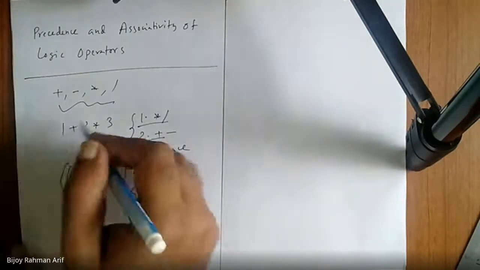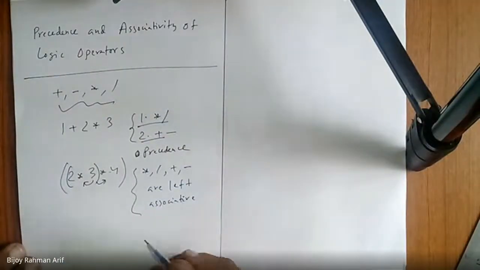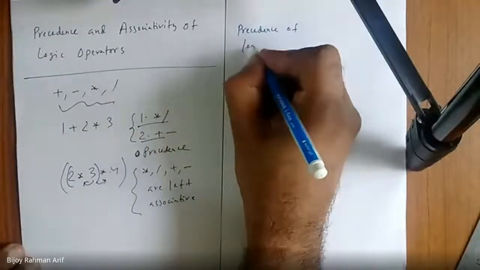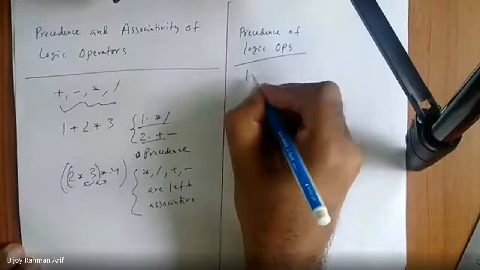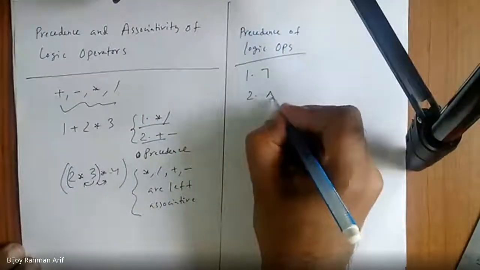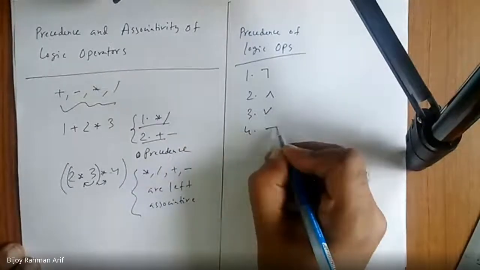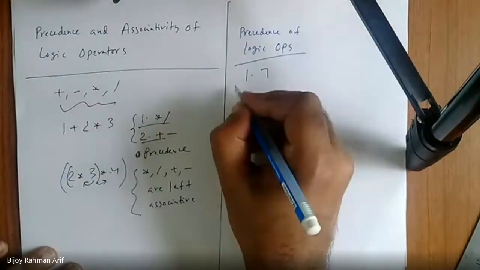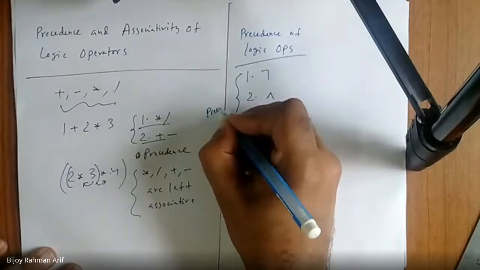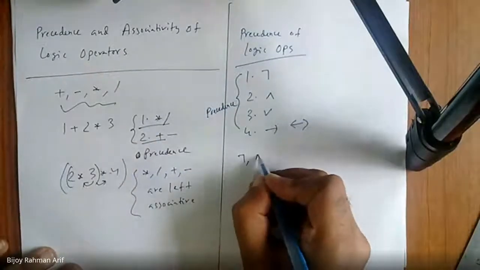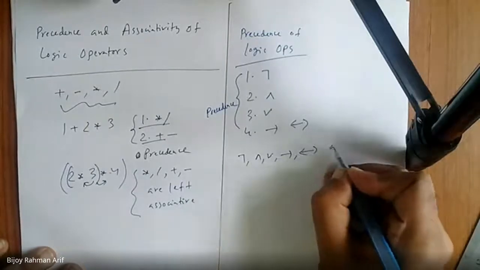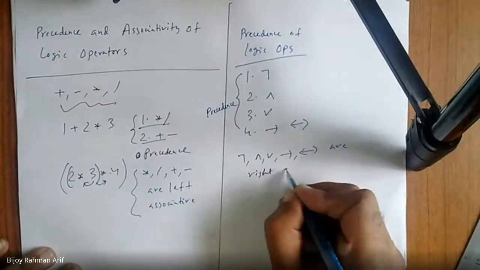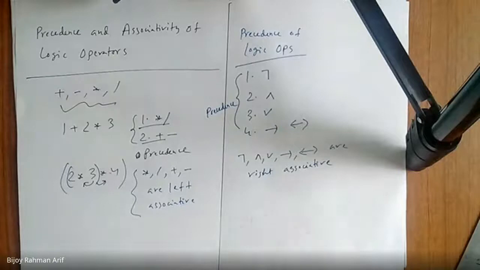The same way, logical operators have some precedence. What is the precedence of logical operators? Number one is not, the highest precedence. Number two is and, third is or, fourth is implies, and bidirectional has equal precedence. Okay, and this is the precedence. And implies are right associative. So there is a difference.